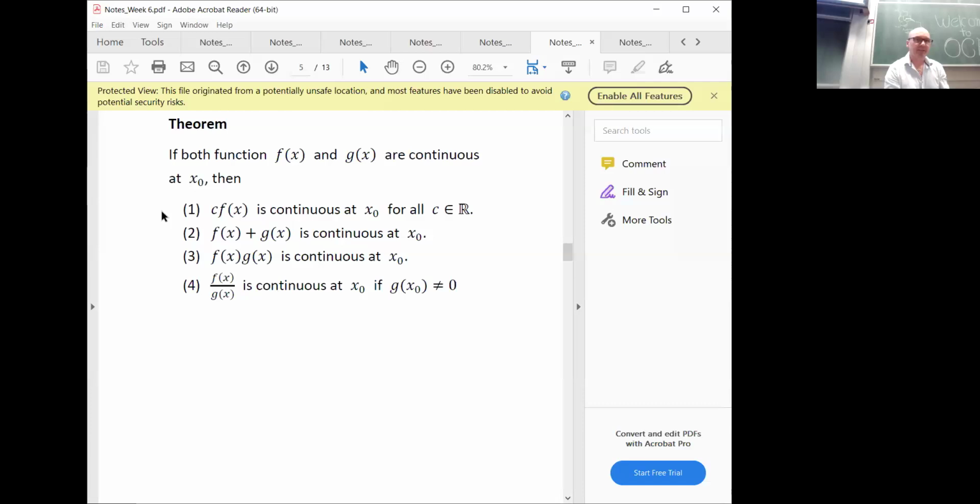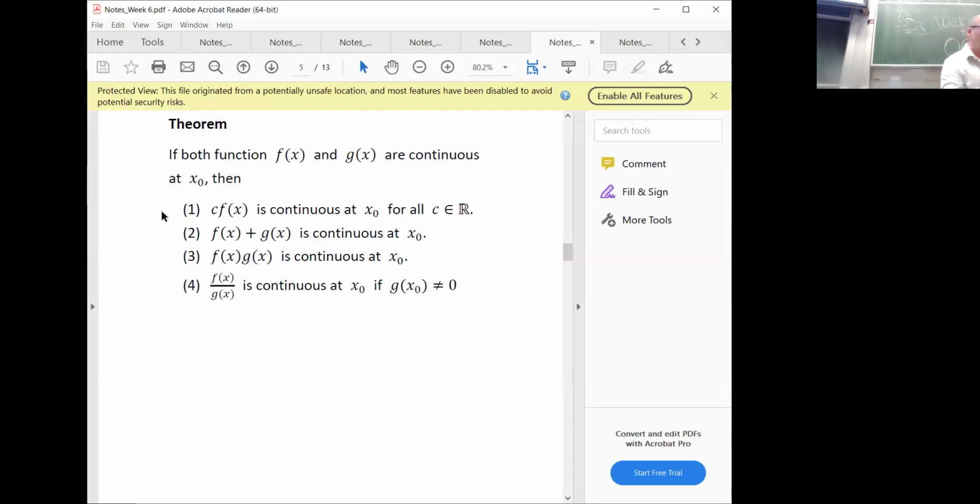I'm showing people the wrong thing. So I'm going to change this to look at which one is this. I'm looking at this theorem that says if both functions f and g are continuous at x naught, then a constant times the function is continuous. If I add the two functions, that's continuous. And so g of x is continuous.